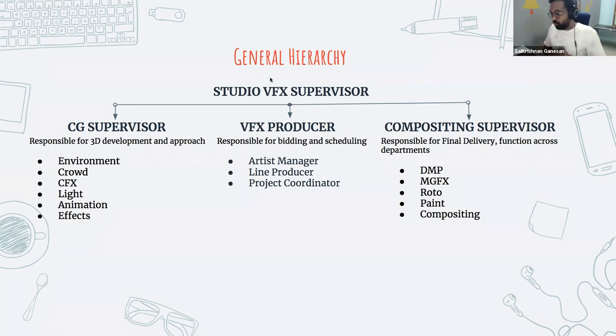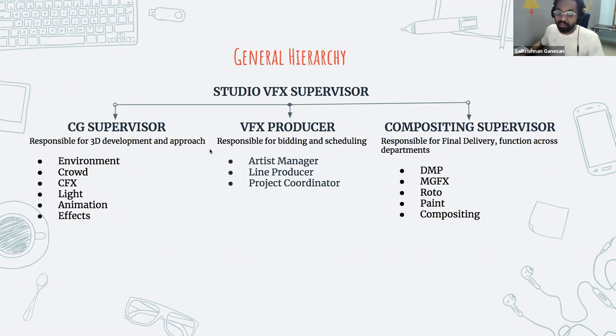So when you talk about the industry, there is a lot of hierarchy, and these are the general stuff. It starts with the client director, then we have a client supervisor, and then we have a studio supervisor. Under the studio supervisor, we have a CG supervisor, a VFX producer, and a comp supervisor. These three will be mostly the direct contact point with the VFX supervisor, right? So what about the CG supervisor? He is responsible for the 3D development and approach. It starts from modeling, texturing, shading, lighting. Everything is going to be in his charge.